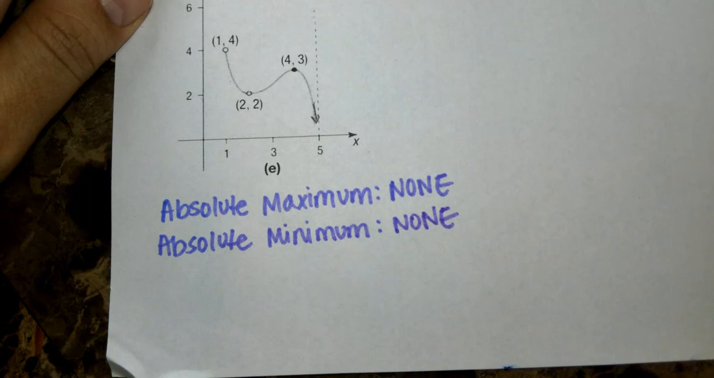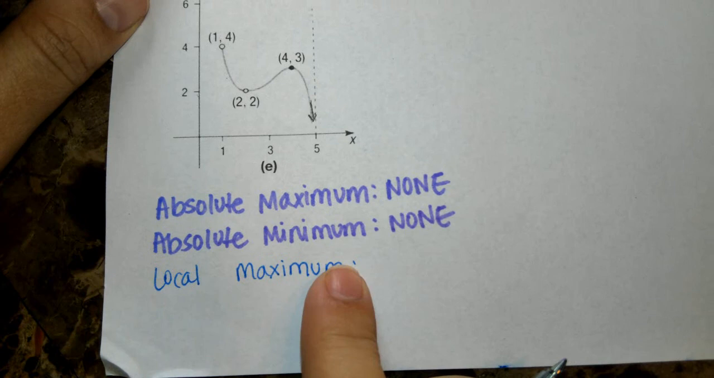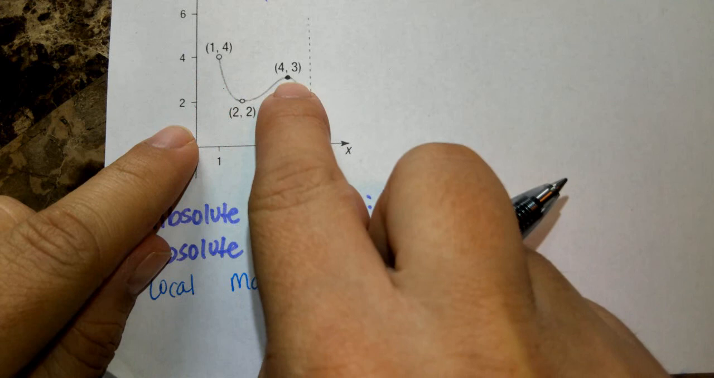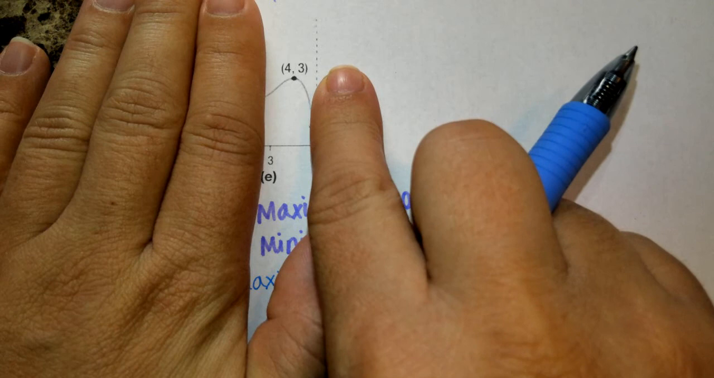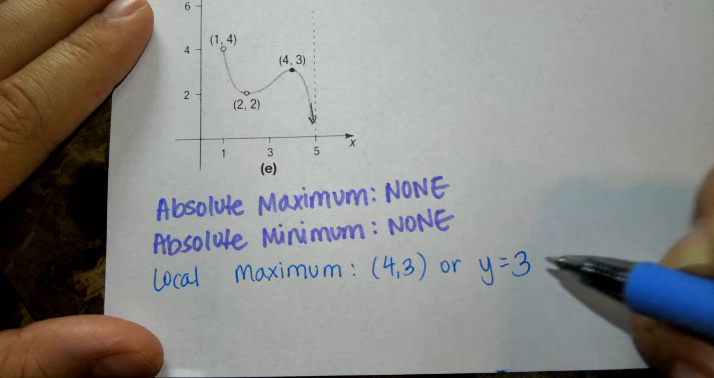Okay. All right, what about the next vocabulary word, local maximum? Now, we said there was not an absolute maximum, but what about a local maximum? Is there another high point? Maybe think of the top of a hill. If you look at just a specified interval of the graph, and they can't be endpoints. Now, this point, (4, 3), that's the top of a hill. If I were to look at only this part of the graph, that would be the maximum in that specified interval. So (4, 3) is actually a local maximum. Or you can write it as y equals 3, since we're just concerned about the y value. And that would be our local maximum.